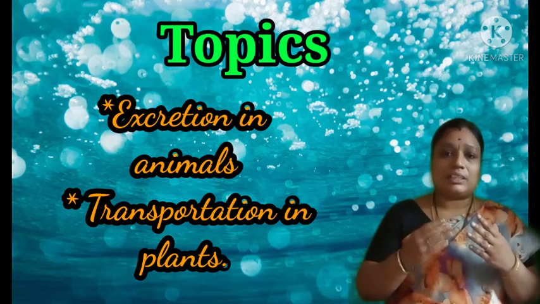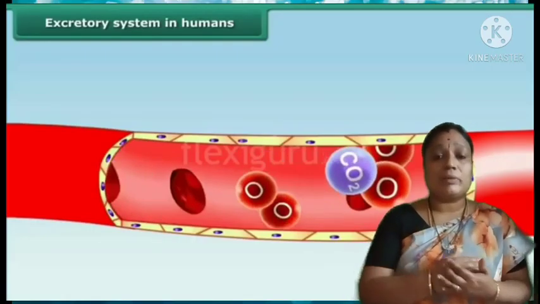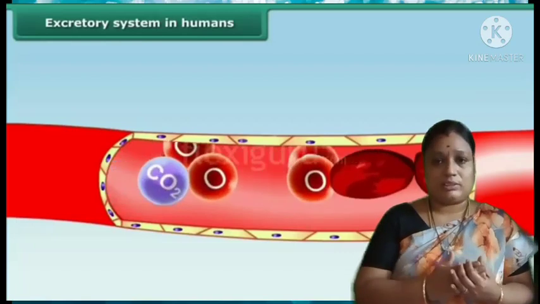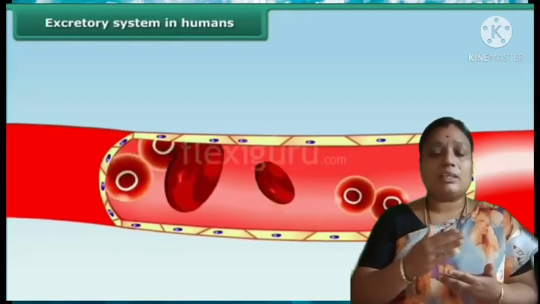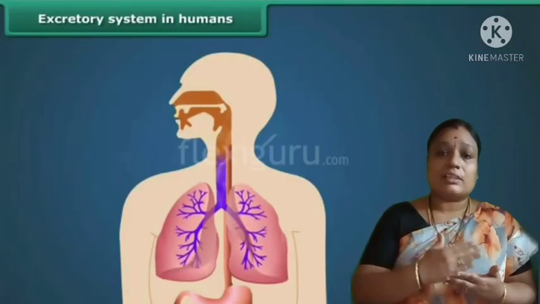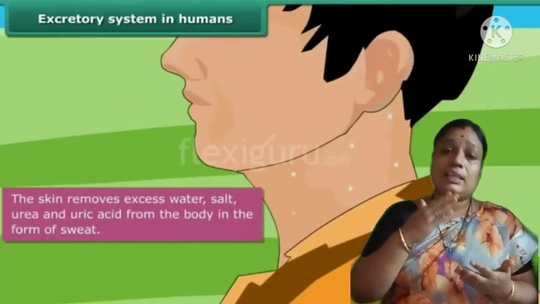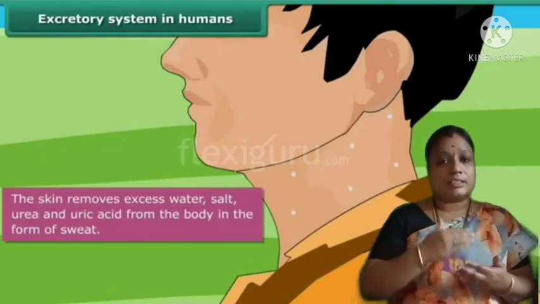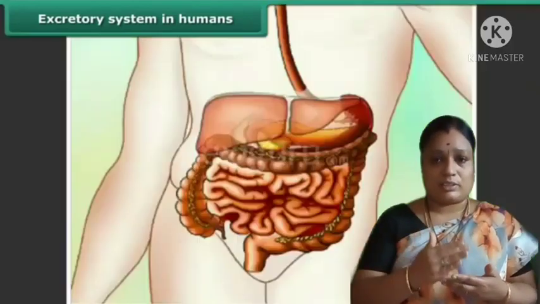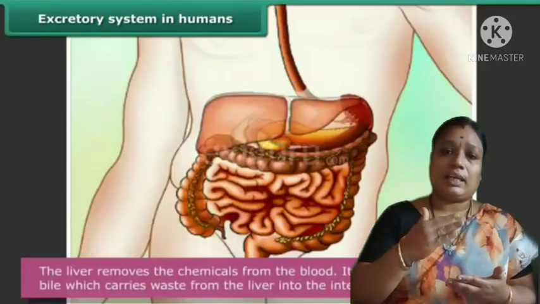Now let us start with the session. Let us recollect how carbon dioxide is removed from the body. It is removed through lungs, and that is called respiration. And how is undigested food removed? It is removed by a process called digestion.